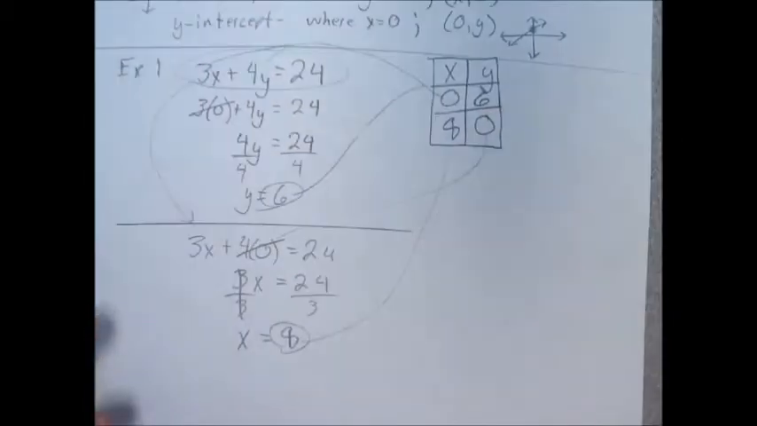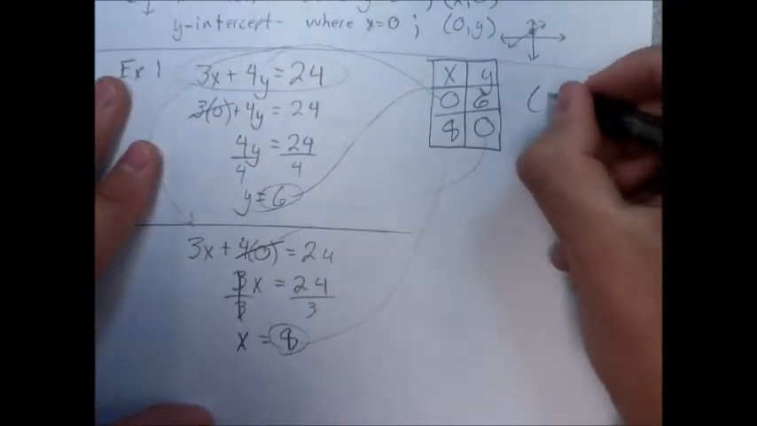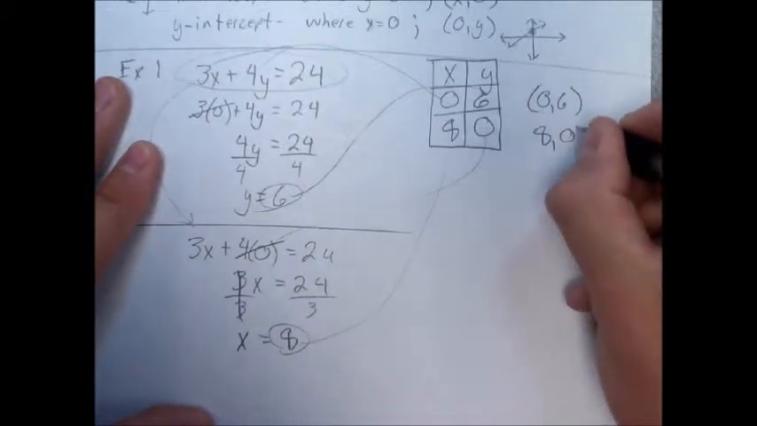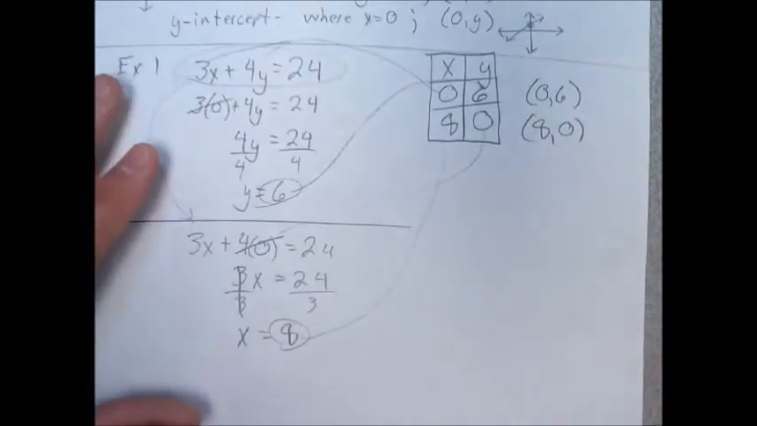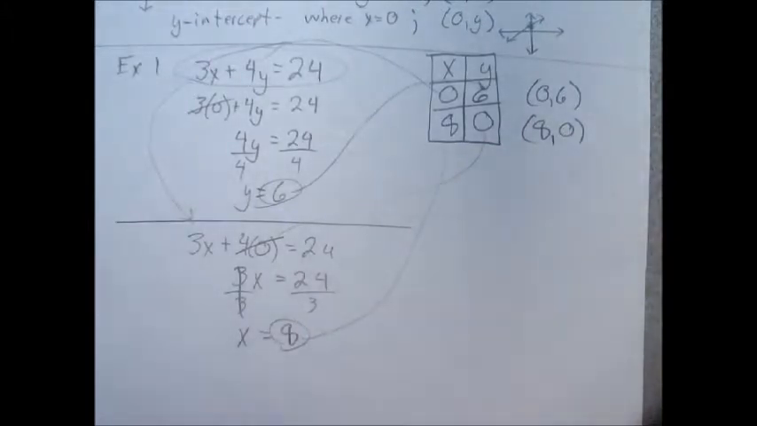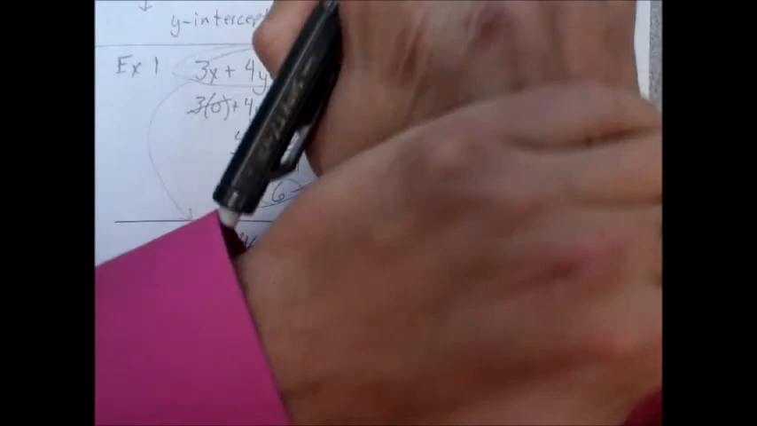Okay, so now I have two coordinate points. I have 0, 6 and 8, 0. Okay, I would graph those points on a coordinate plane, and that would allow me to see my line geometrically. Let me see if I can get this to show up correctly.